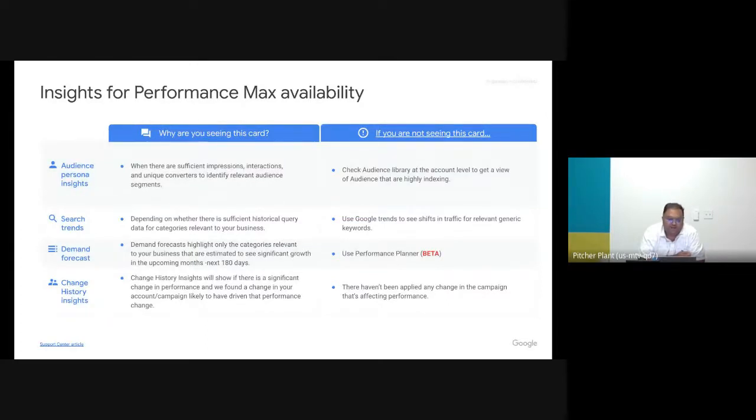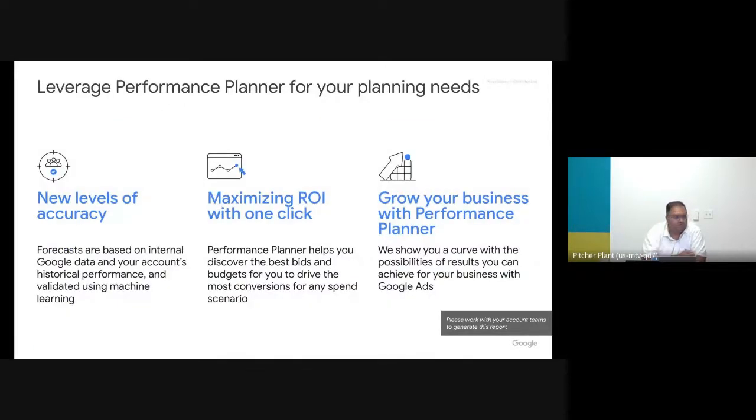The one thing that we are increasingly getting requests on support for is actually on how do we forecast demand. And I'm proud to share that we recently launched Performance Planner for Performance Max. And this should allow you to do some forecasting with your data.